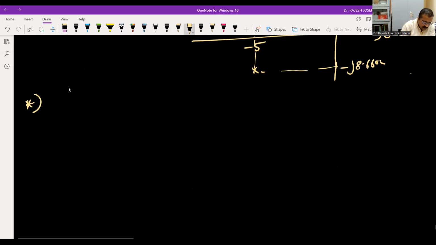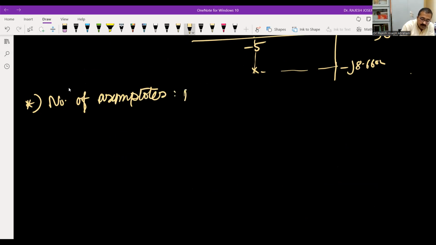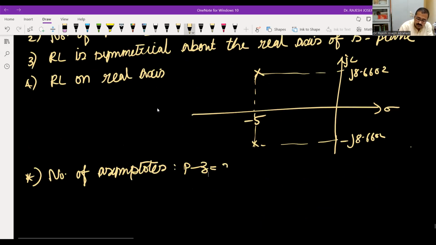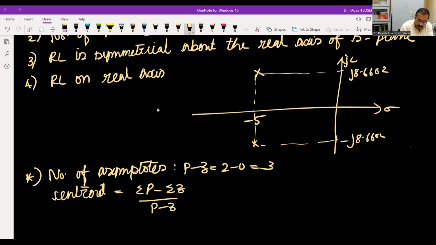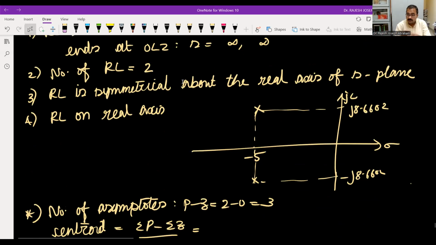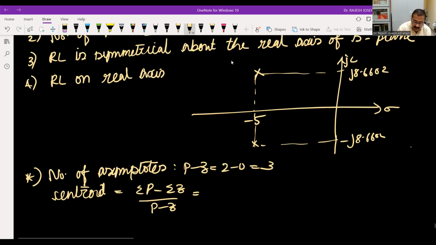Next step, we have to find the number of asymptotes. How to find the number of asymptotes? P minus Z, where P is the number of finite poles and Z is the number of finite zeros. So here we have 2 finite poles, so it will be P minus Z is 2 minus 0, which is 2. Now what next? Centroid, abscissa: sigma P minus sigma Z divided by P minus Z. So sigma P, what will you get? Minus 10. Sigma Z, we do not have finite zeros, so sigma Z is 0. So minus 10 divided by 2, that means minus 5.